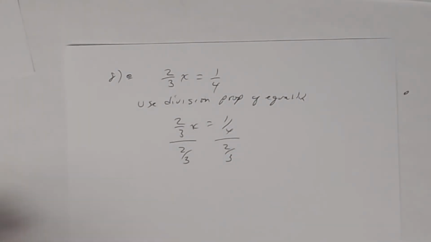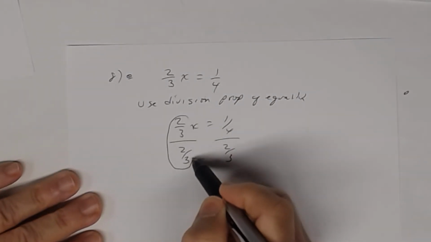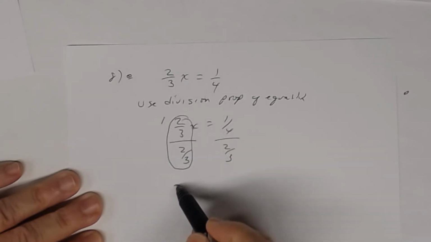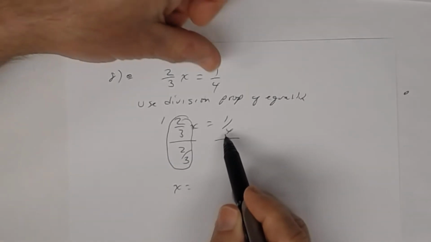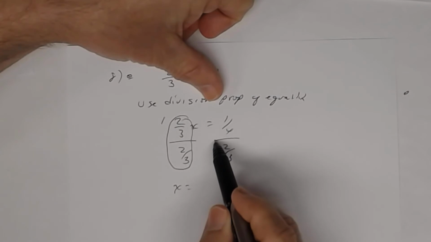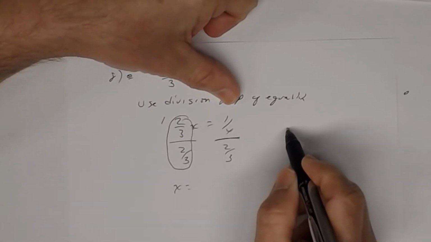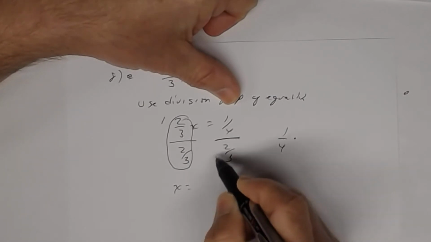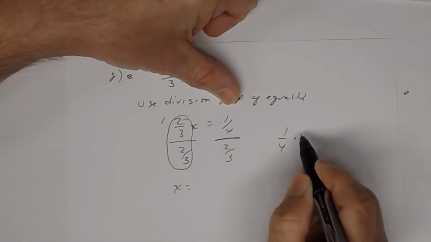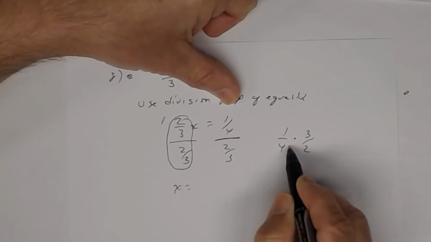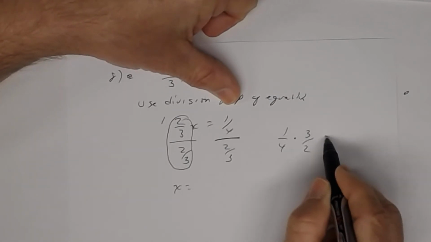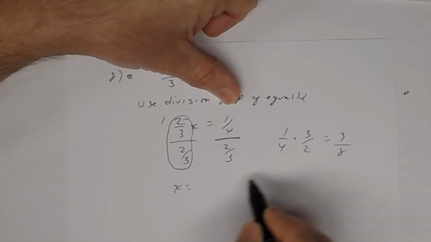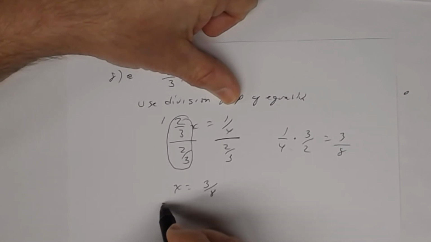Okay? And so 2/3 divided by 2/3 is 1. 1 times x is x. And now I do just like I did before. I'm dividing two fractions, so I'm going to take the top fraction and multiply by the reciprocal of the fraction in the denominator. So the reciprocal of 2/3 is 3/2. And I cannot reduce, so I get 1 times 3 is 3, 4 times 2 is 8. So I get 3/8. So there's your solution.